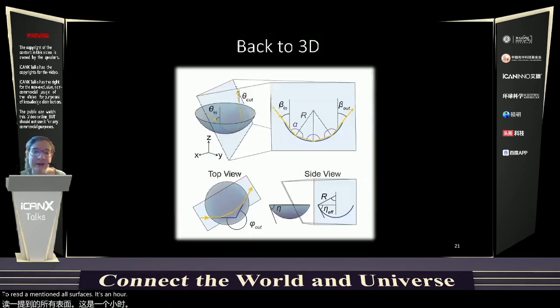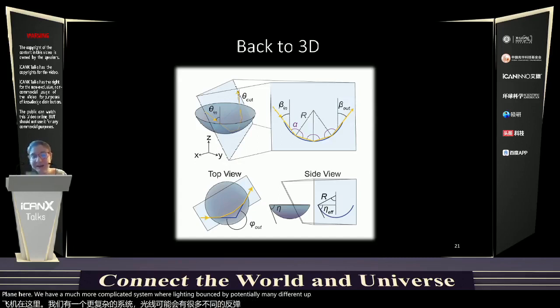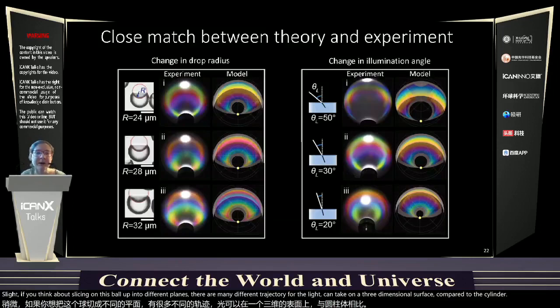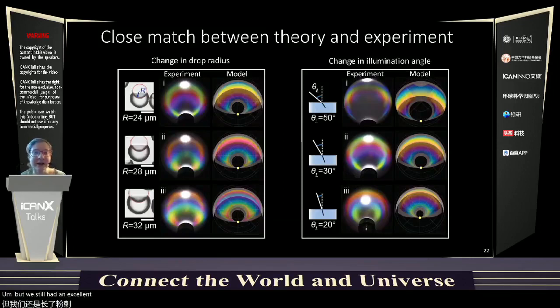So now we're back to 3D. Think of this interface as a bowl shape. And unlike a cylinder, where light will only bounce along one plane, here we have a much more complicated system where, if you think about slicing this bowl up into different planes, there are many different trajectories that the light can take in a 3-dimensional surface compared to the cylinder. But we still had excellent matching between the model and the experiments here.